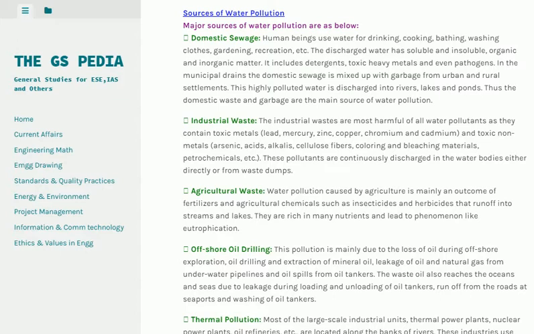Thermal pollution. Most of the large-scale industrial units, thermal power plants, nuclear power plants, oil refineries, etc., are located along the banks of rivers. These industries use large quantities of fresh water for cooling purposes. The hot water is generally discharged in the rivers. This increases the temperature of river water by about 10 degrees Celsius, and this leads to thermal pollution of water.